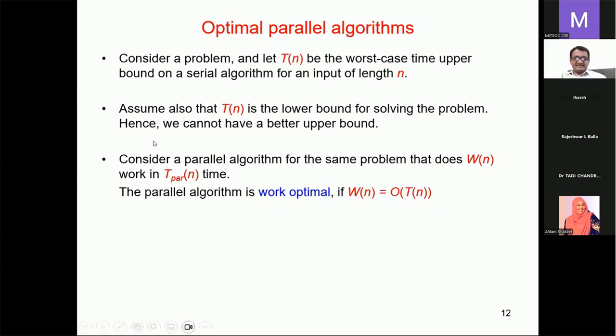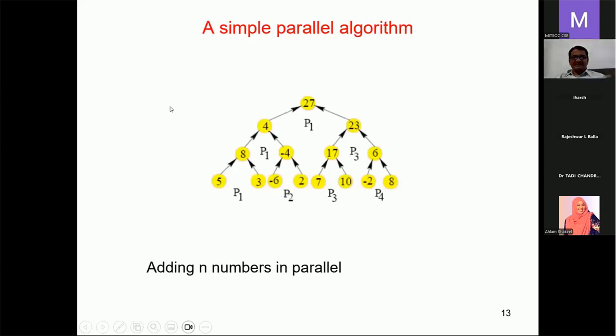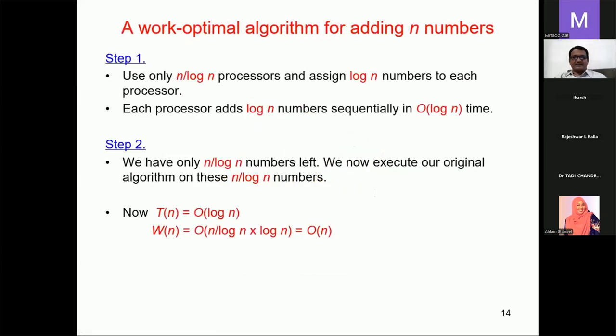Okay, so what to do here now? Step one: please try to understand the concept. We are adding again, the same algorithm, but now work optimal. The recommendation is that instead of n processors, how many processors am I using? n by log n processors. Are you getting it, all of you? Instead of n processors, I am using n by log n processors, and assigning log n numbers to each processor, and then each processor adds log n numbers sequentially in log n time. Is it fine?